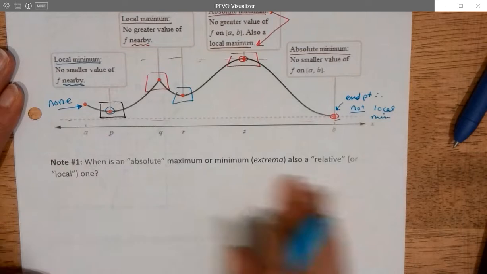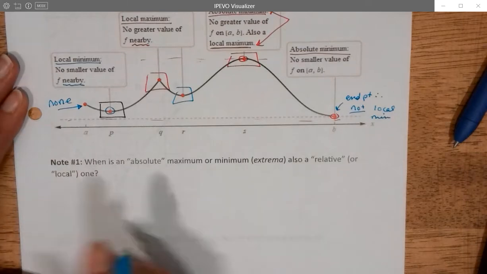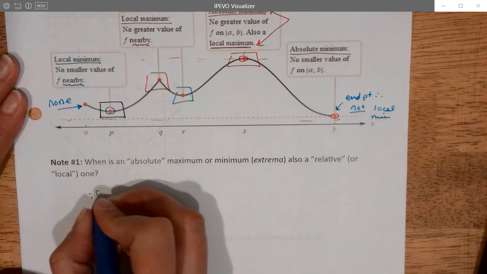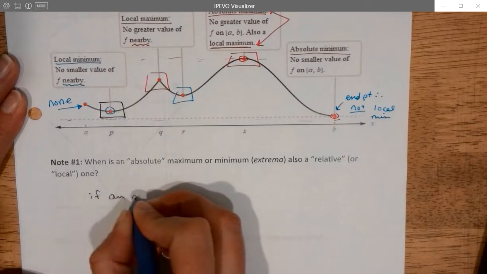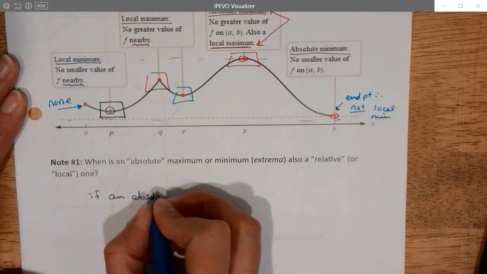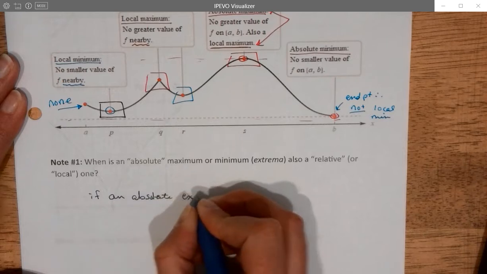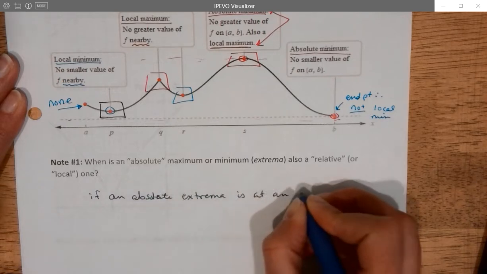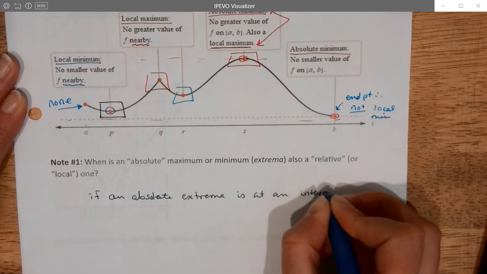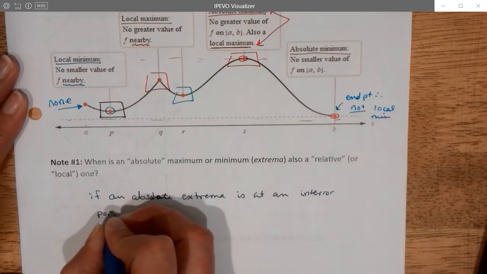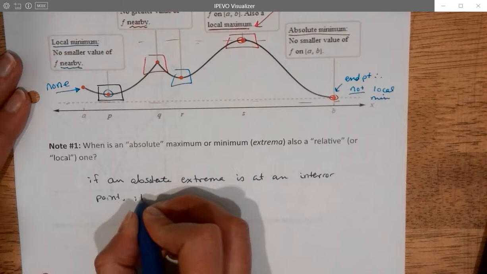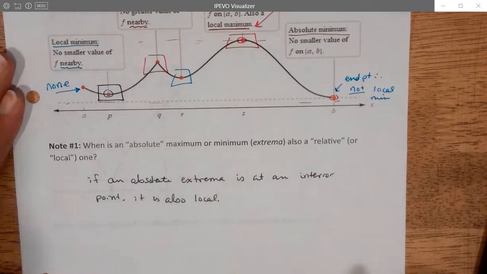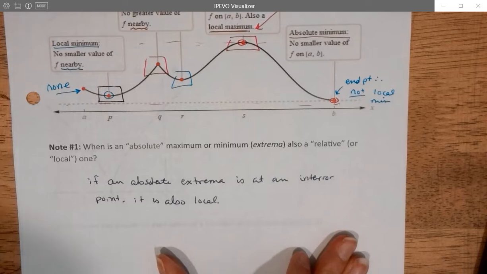Okay, note number 1, when is an absolute maximum or minimum extrema also relative? If it is at an interior point. So if an absolute extrema is at an interior point, it is also local. Okay, let's look at the next page.